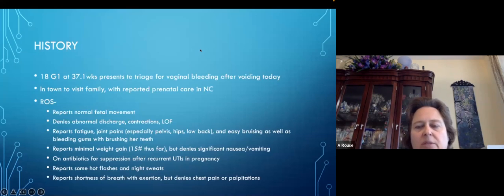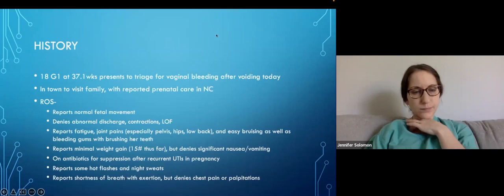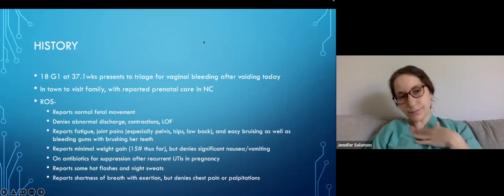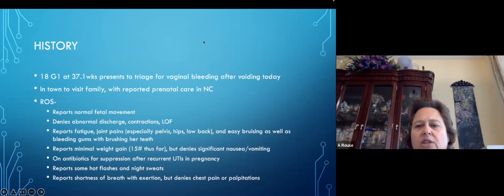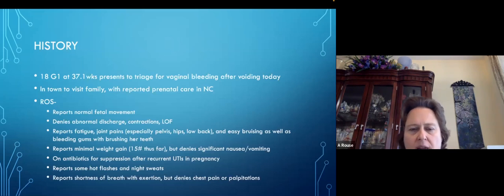Okay. All right, Ms. Tracy Smith, here's your drop-in. You know how much we love our drop-ins. 37 and 1 weeks, comes in for vaginal bleeding after voiding. She's in town visiting her family, supposedly has prenatal care in North Carolina, but of course you have no access to records. It's late night, so you can't get access from anywhere because clinics are closed. She tells you baby's moving, no discharge, no contractions or leaking, just this bleeding after voiding today.